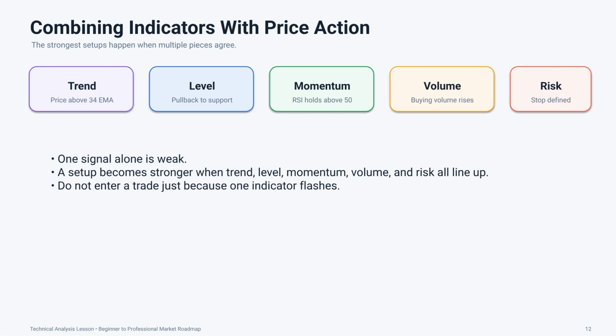The main lesson is this: do not enter a trade just because one indicator flashes. Instead, ask yourself, does the trend agree? Is price near a good level? Is momentum supporting the move? Is volume confirming the move? Is my risk clearly defined? When these pieces line up, we have a higher probability setup. It still does not guarantee a winning trade, but it gives us a better trading decision.